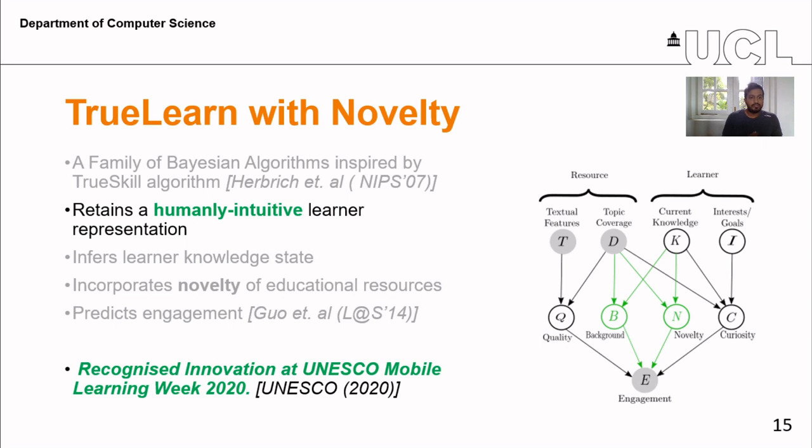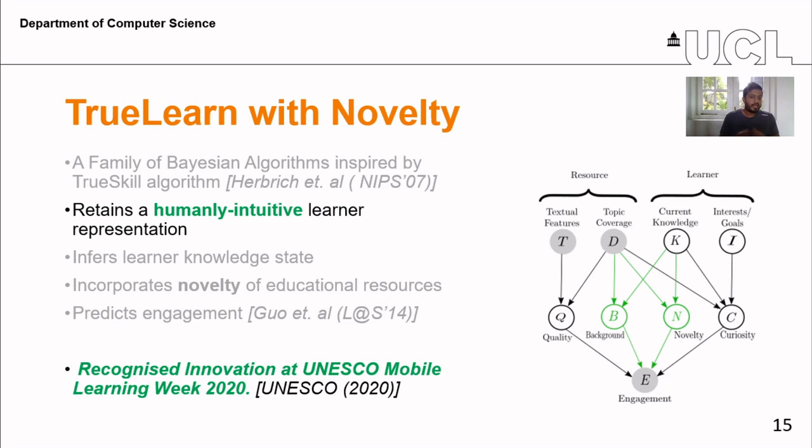So TrueLearn algorithm is many things. In terms of the explainability, one of the features associated with transparency is that the TrueLearn algorithm retains a humanly intuitive learner representation. What does that mean? When a learner interacts with educational materials in the system, the TrueLearn recommendation algorithm, because it keeps the content representations in the form of Wikipedia topics, also over time builds a learner representation of the knowledge the learner already has in the space of Wikipedia topics.